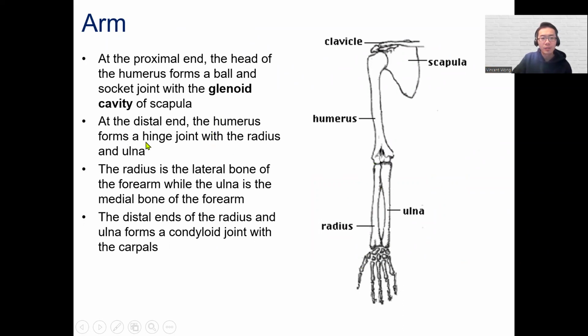So a couple of things here: the hinge joint at the elbow, and then at the distal end of the radius, we have something called the condylar joint, which allows you to wave your hand like this. Okay, more on that later.